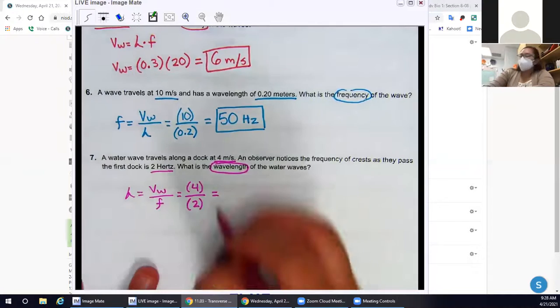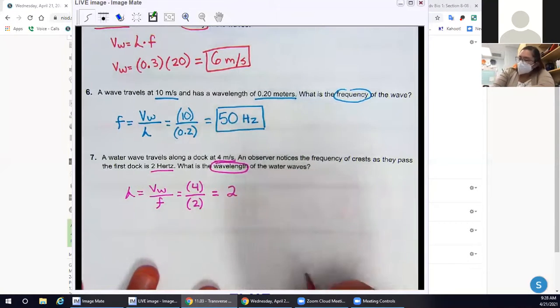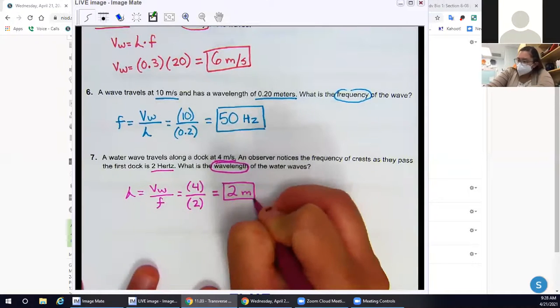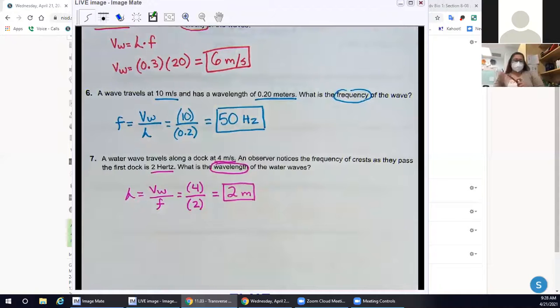4 divided by 2 is 2. And your unit for wavelength is meters. Hopefully you feel comfortable with this. Hopefully it doesn't seem too hard.